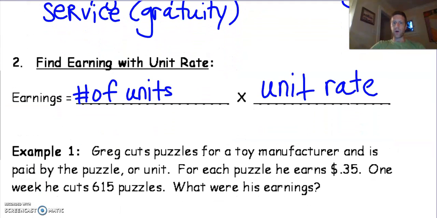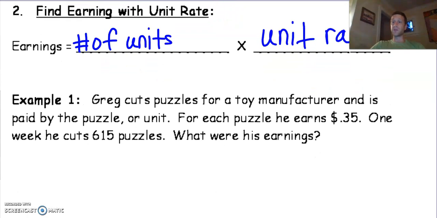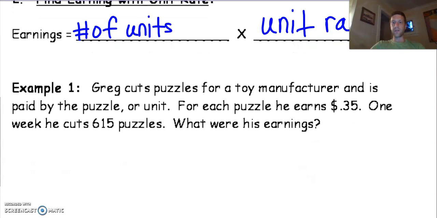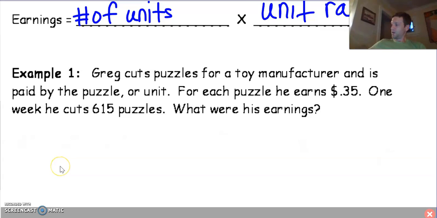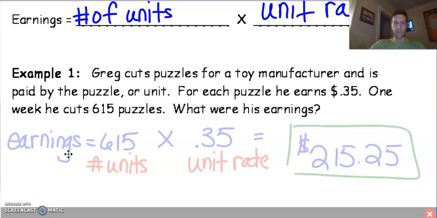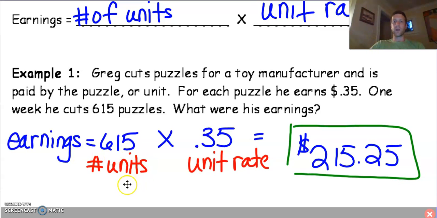So in example 1, it says Greg cuts puzzles for a toy manufacturer, and he's paid by the puzzle per unit. So his units are the number of puzzles that he creates. Every time he creates one, he gets 35 cents, and he cuts 615 in a week. So we can calculate this real quick. His earnings, we're going to take the number of units times his unit rate, and that's going to get his total earnings. So 615 times 35 cents gets us his earnings of $215.25.